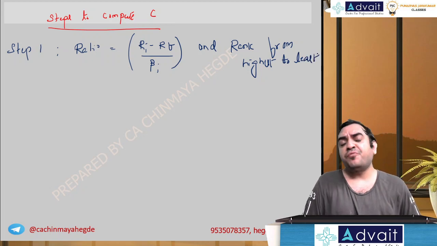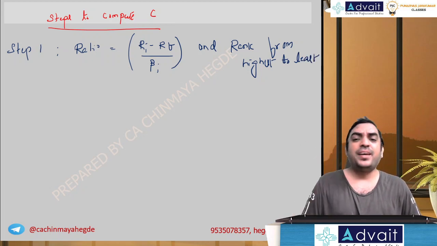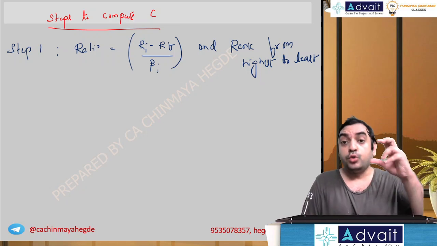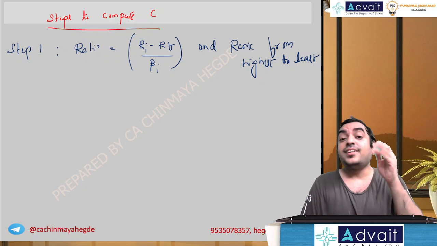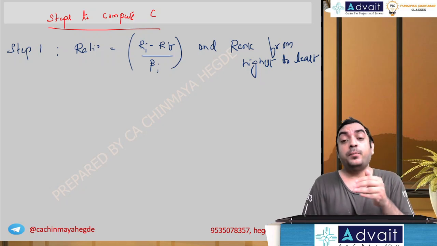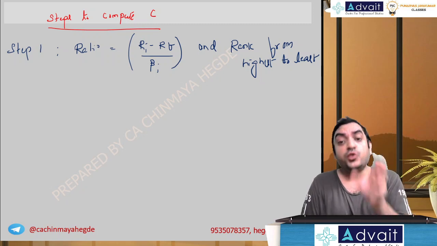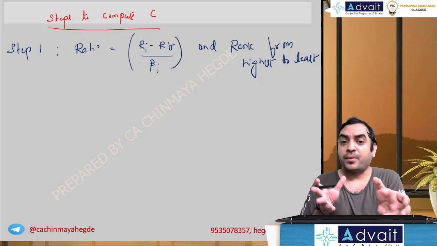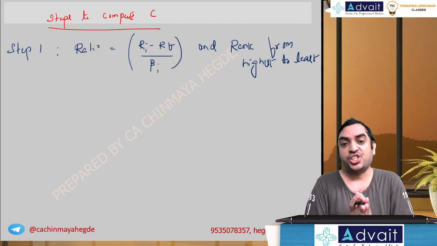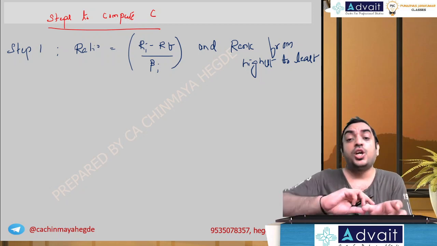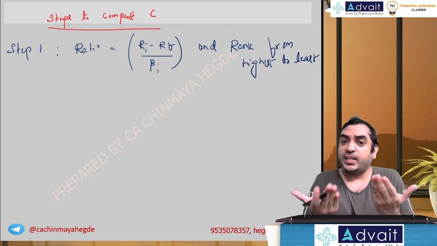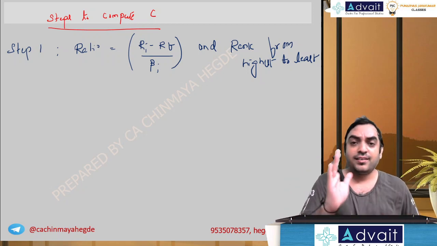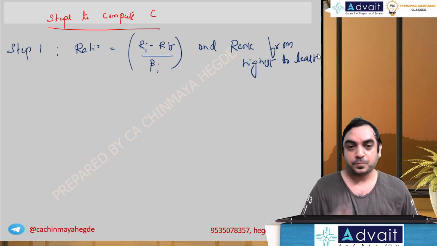Why should you rank them from highest to least? Why is highest best? Because the numerator is risk premium, the denominator is beta. Risk premium divided by beta means the return for every unit of risk. Denominator will represent 1 when you write the ratio calculation. So for 1 unit of systematic risk, how much risk premium did you get? The higher the number, the better the premium you got. Therefore, we are ranking them from highest to least. That is the first step.